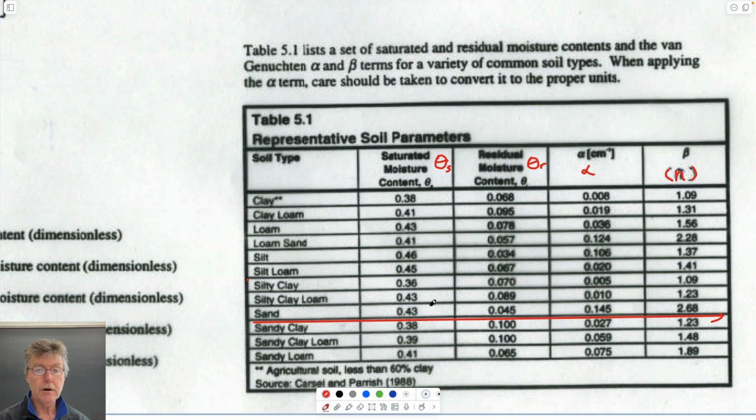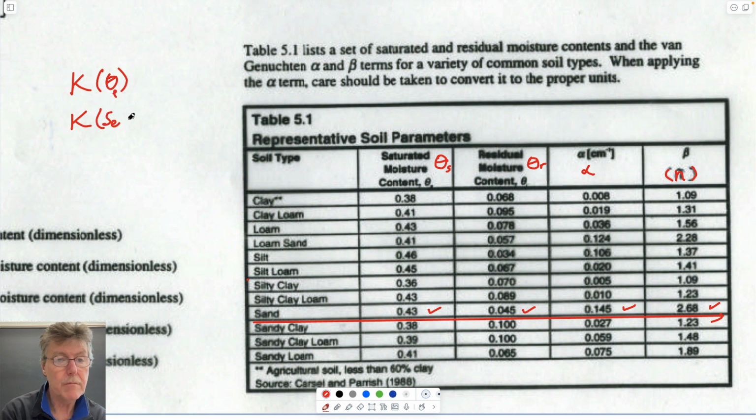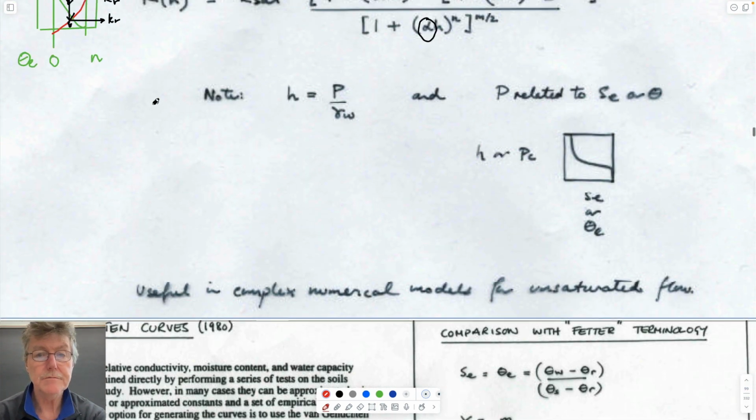You have values for the saturated volumetric moisture content, the residual volumetric moisture content, alpha and N. And so if you want to determine exactly what the value of either K as a function of volumetric moisture content is, or K as a function of effective saturation, you merely go back to use those in the appropriate expressions.